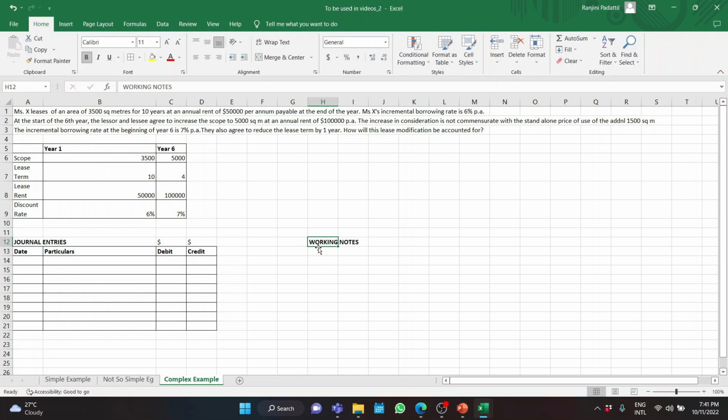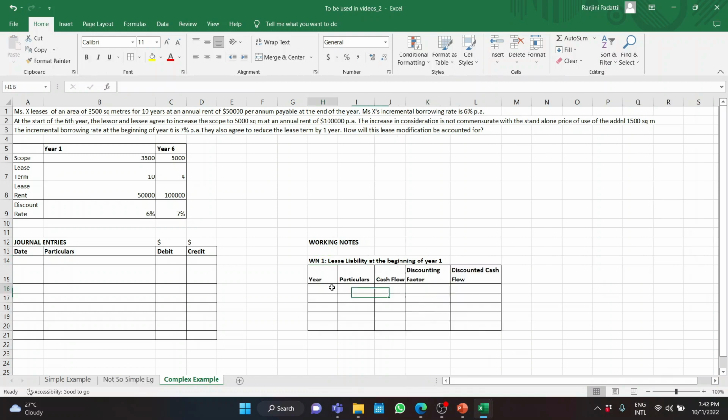As we've seen in all lease modification problems, the first step is to find out the value of the lease liability as well as the ROU asset on the date of lease modification. For that, the first working note is lease liability at the beginning of year 1. Now the years are 1 to 10. I am using the annuity method to compute the present value. In my video on how to compute present value, I have discussed this method in detail.